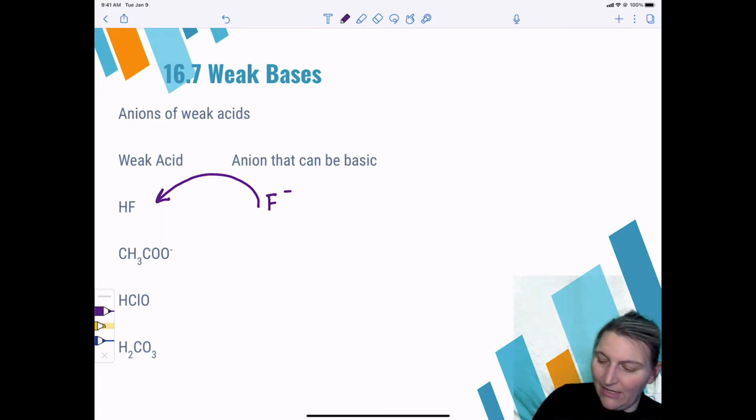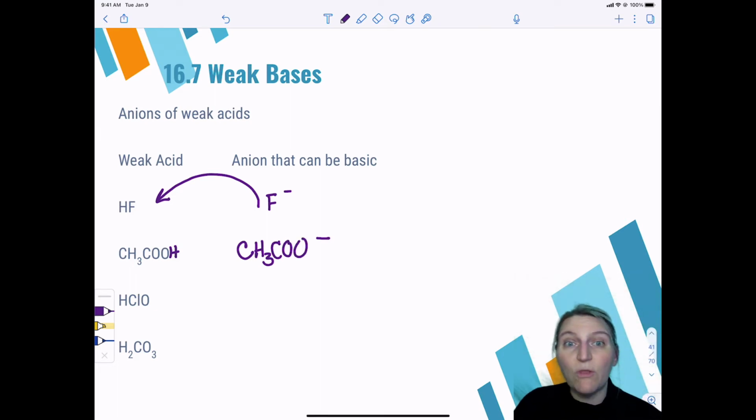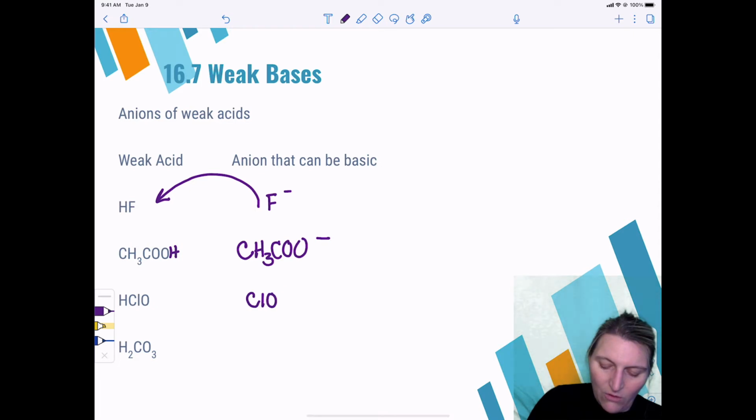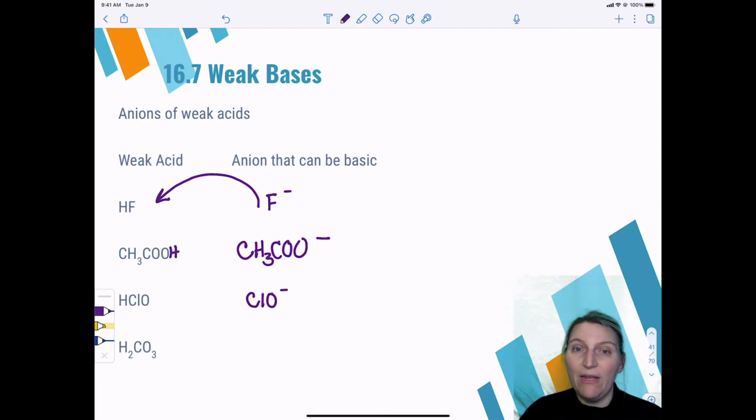For acetate, the weak acid would be acetic acid, and the anion would be CH3COO negative. That will react with water and grab a hydrogen off water, leaving behind OH minus. So that could be sodium acetate, potassium acetate, anything acetate. If the weak acid is HClO, then ClO negative would be a weak base.